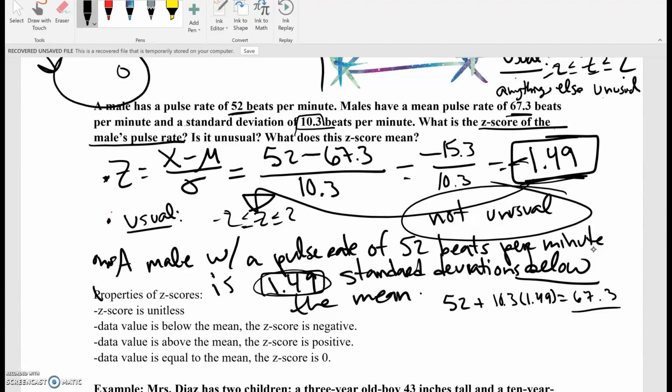So that's all it means: my pulse rate of 52 beats per minute is telling me how far below the mean I am, and I'm approximately 1.49 standard deviations below. If I was lower, like 3 standard deviations below, then I would have had a -3, and that would have been something very abnormal.